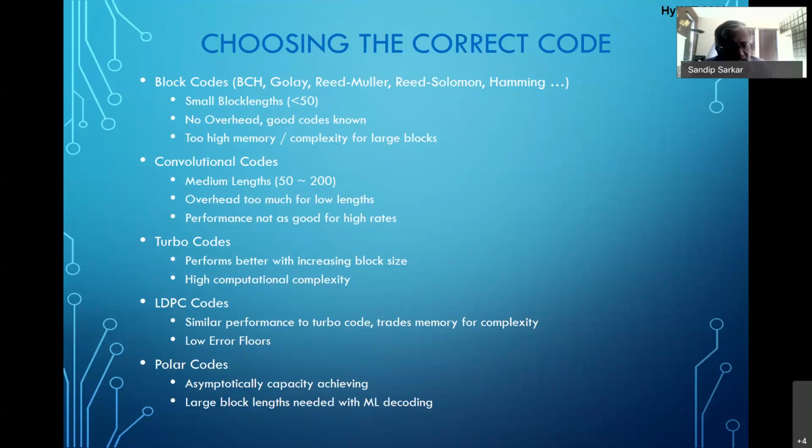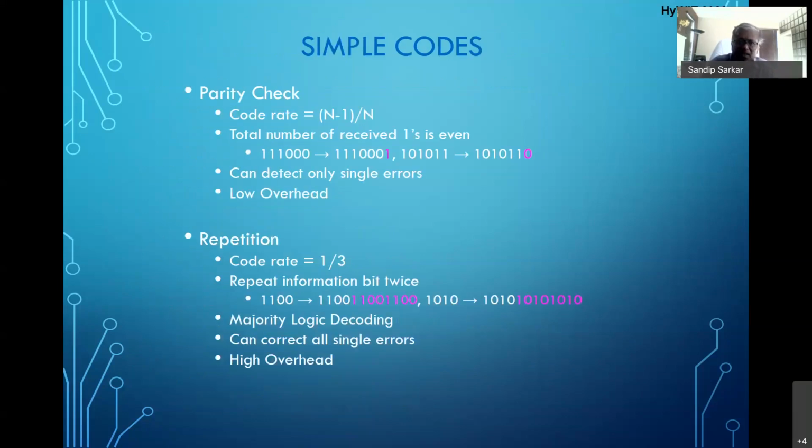Then as we came to 5G, turbo codes were replaced by LDPC codes, and much of the block codes were replaced by polar codes, particularly for the control channels. We will see this when we come to it. So let's start with the simple codes that are there.